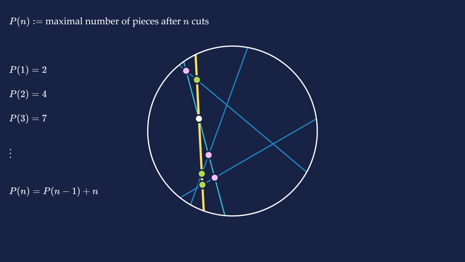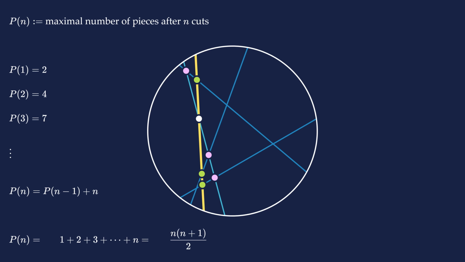The rotation center is the intersection with the line we started from, and the others are what's guaranteed by the two conditions we just looked at. And there you go, starting with P of 1 equals 2, we get n new pieces with cut number n. One question that's left to answer, is there an explicit formula for P of n? And yes, there is. Since we basically just sum up all numbers from 1 to n, each summand representing a new cut, we get the well-known formula of n times n plus 1 over 2.